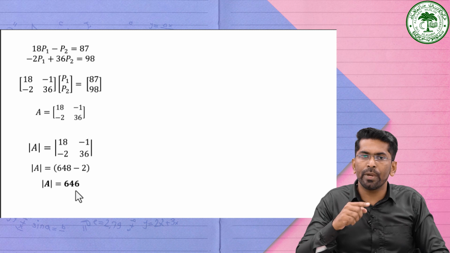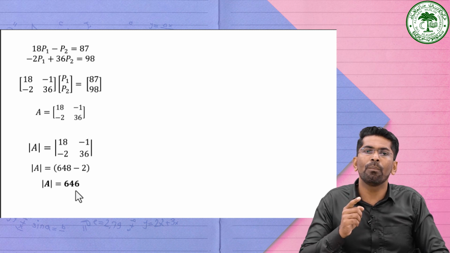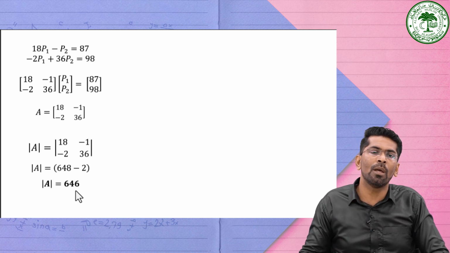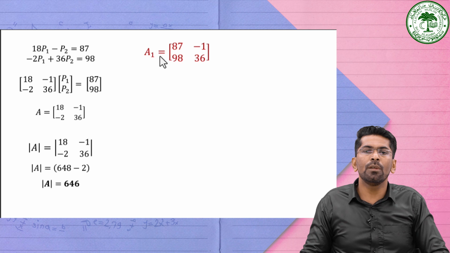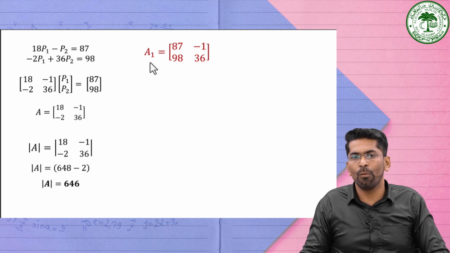Now I am going to form a new matrix by replacing the first column, that is 18 and minus 2, with 87 and 98, that is the constant matrix. So here I am writing the new special matrix, that is A1. The first column will be the constant matrix, that is 87 and 98. Then the second column will be as it is, that is minus 1 and 36. This is the special matrix which is named A1.